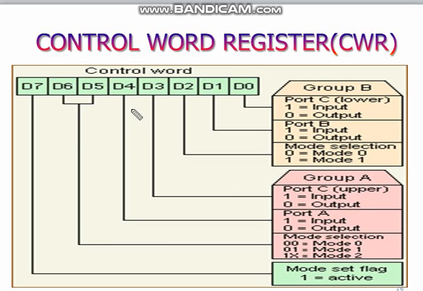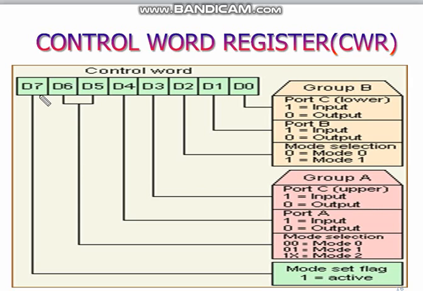Similarly, when you take D4, port A will be acted upon. When I enter 1, port A will be acting as input. When I enter 0, port A will be acting as output. Here I have two mode selection pins, D5 and D6. When D5 and D6 are entered as 0, 0, mode 0 for group A will be selected. When it is entered as 0, 1, mode 1 for group A will be selected. When it is entered as 1x, maybe 1, 0 or 1, 1, mode 2 for group A will be selected.